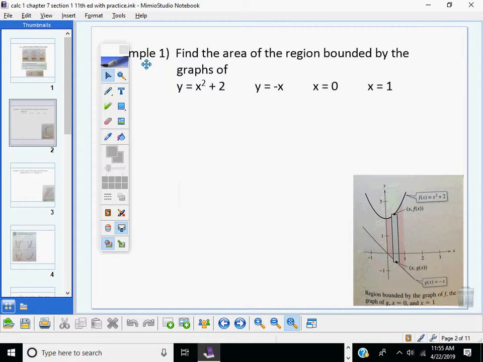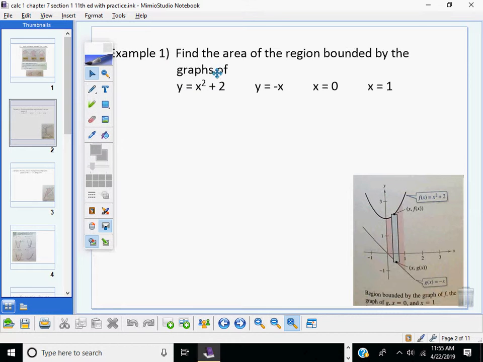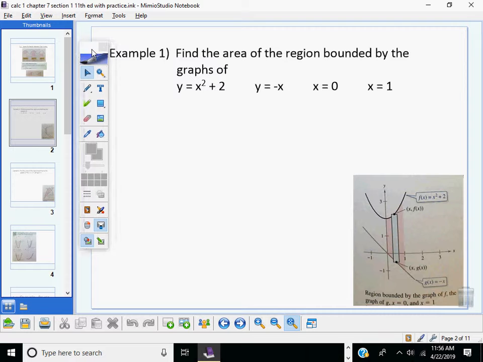So let's look at the first example. They want us to find the area of the region bounded by the graphs of y equals x squared plus 2, so we're going to have a parabola that starts at 2 and goes up, and y equals negative x, that's a line going through the origin with a slope of negative 1. And they want us to find the area between the curves between x equals 0 and x equals 1. So there's a picture here. We are looking for the area between these curves. So what we need to find is the top curve minus the bottom curve. That's how we're going to set this up.